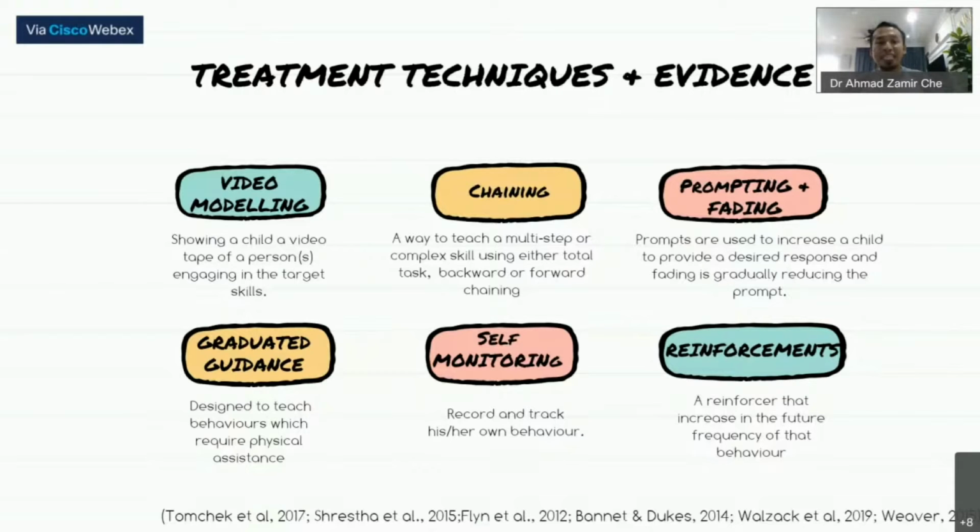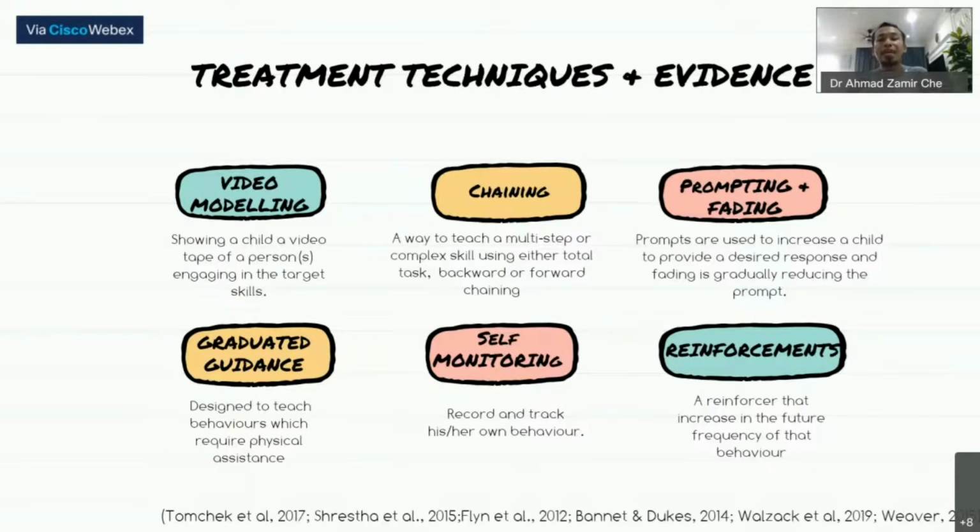All right, and then training. Training is another technique. Training is to teach a multi-step or complex skill using either total task training, backward training, or forward training. Training is actually breaking down a task into small steps, so that it will be easier for the child to accomplish the task. Meaning that in order to use the training, you have to teach the child step by step.